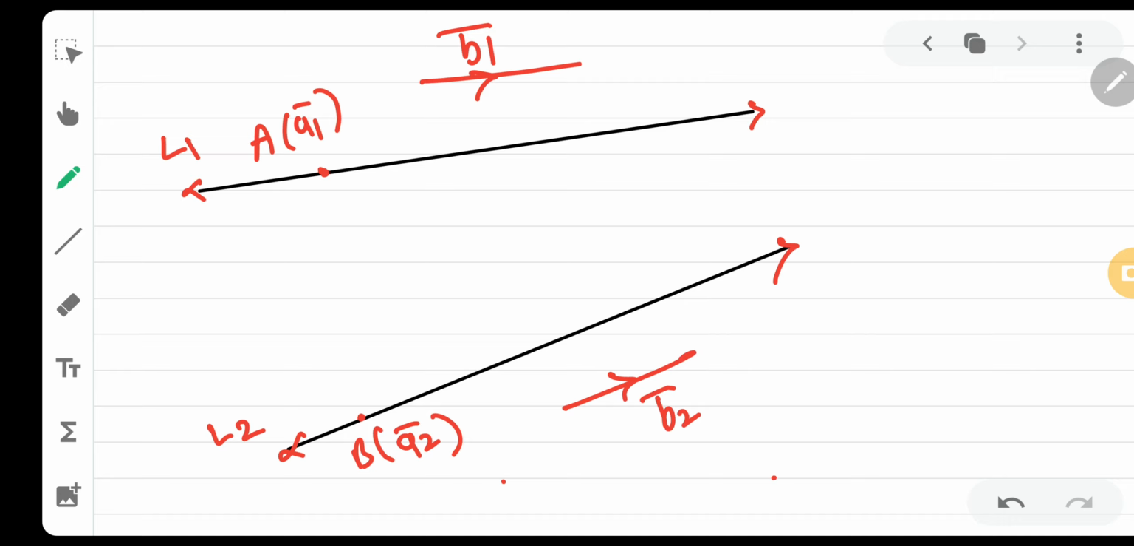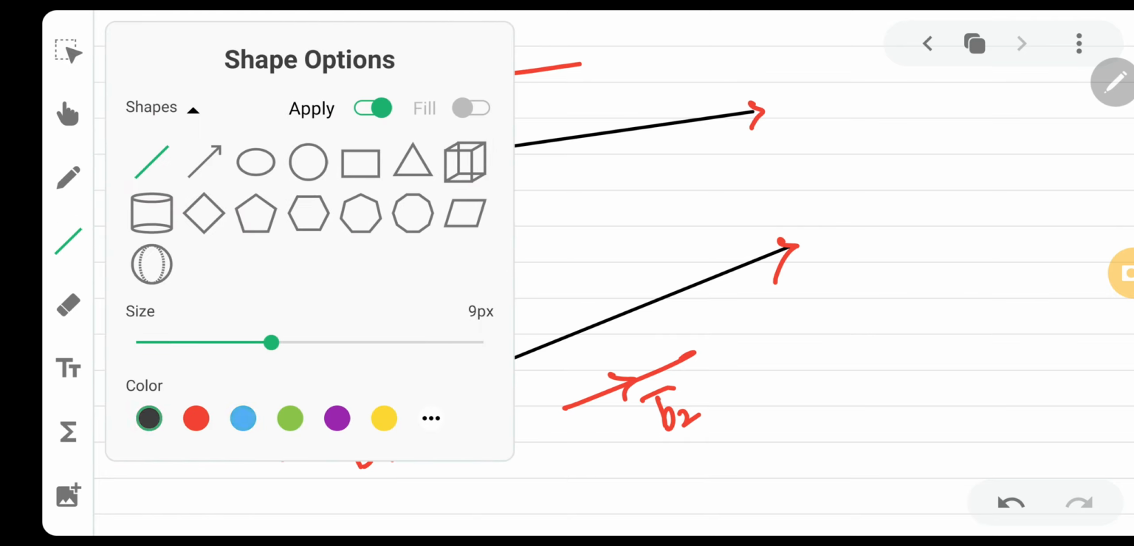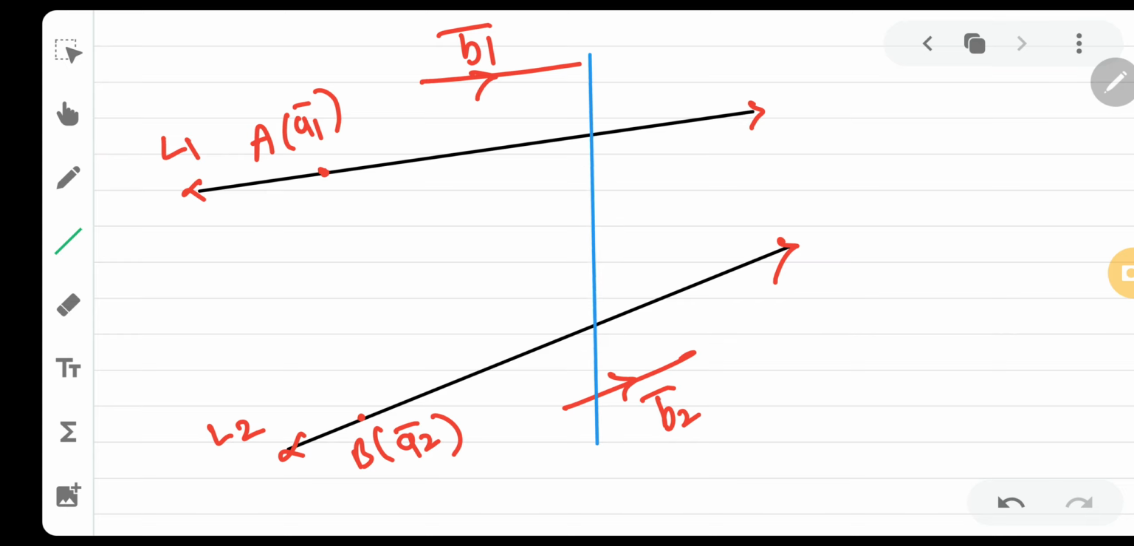Now, as we have studied in application of derivatives also and in many of the questions, if you have to find out the shortest distance between any two curves or any two lines, what you need to do is draw a common normal. So let me draw a common normal. This is my common normal. The shortest distance between any two geometrical figures or curves always lies along the common normal.